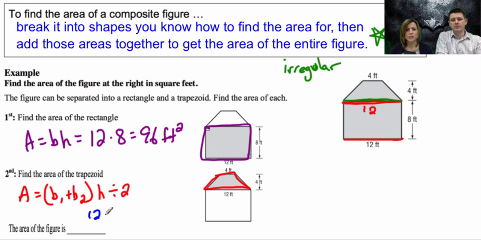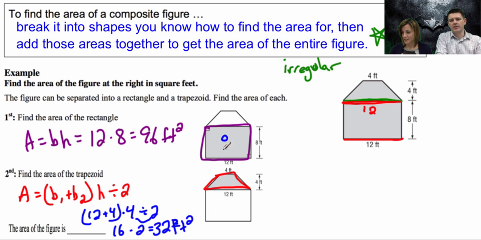12 plus 4 is 16 times the height of 4 divided by 2 is what we're working with right now. So 16 times 2. You could do your 4 divided by 2 is 2. 16 times 2 is 32 feet squared, correct? Yep.